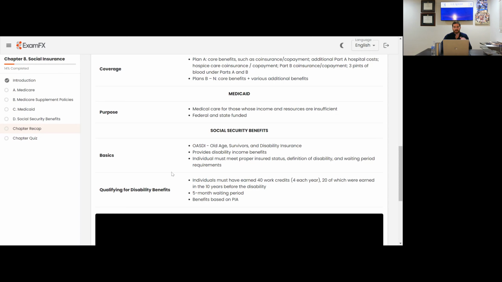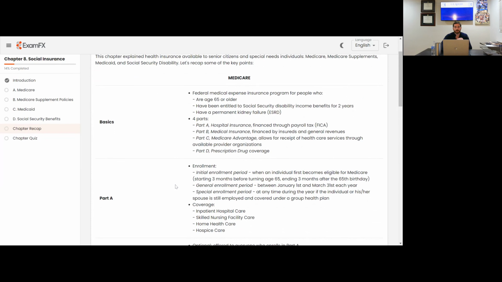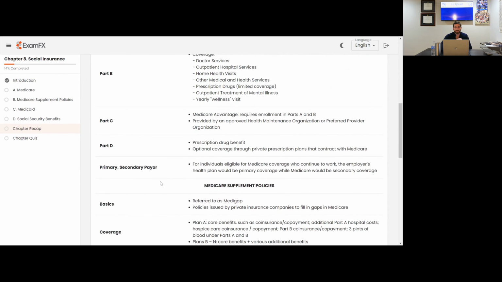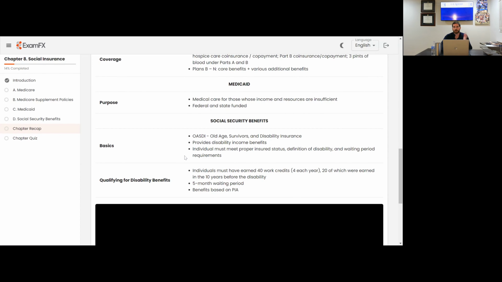Qualifying disability benefits, as if I haven't said it enough, guys, individuals must have earned 40 work credits, 20 of which are earned in the 10 years before disability. 5-month waiting period. Think of that kind of as like an elimination period. It's a very long time, 5-month waiting period, and benefits are based on PIA. So very important, guys, to understand the differences between the different Medicare parts. Know the basics of Medicare, but really know the difference of Medicare Part A, Part B, Part C, Part D, and know the difference between Medicare and Medicaid, and then understand what it takes for you to qualify for Social Security benefits and all the disability aspects in that sense to get through disability income.